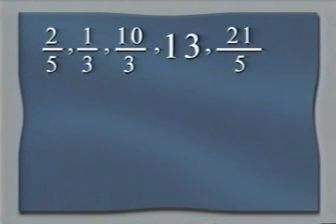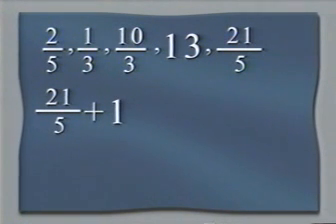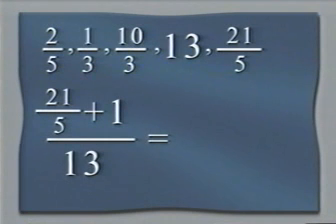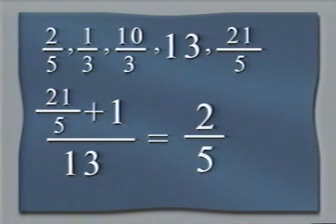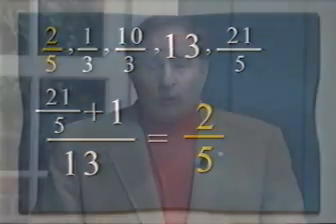And now comes the blare of trumpets and the roll of drums, because when we take 21/5 and add 1 to it and divide that by the previous number, 13, we get 2/5. What's so special about 2/5? Well, 2/5 is the first number. We're back to this cycle, and it will go on forever. No matter what two numbers you pick, it will work that way.